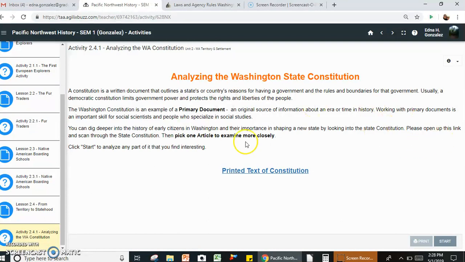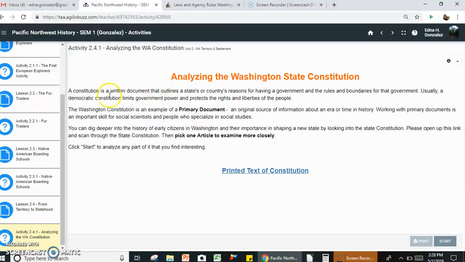So for this assignment, you're going to be looking at the Washington State Constitution, and I hope you've already read the lesson, for starters, about how we got from territory to statehood, and also this introductory text. So it says that a constitution is a written document that outlines a state's or country's reasons for having government and the rules and boundaries for that government. Kind of like the United States has its own constitution, states also have their constitution.